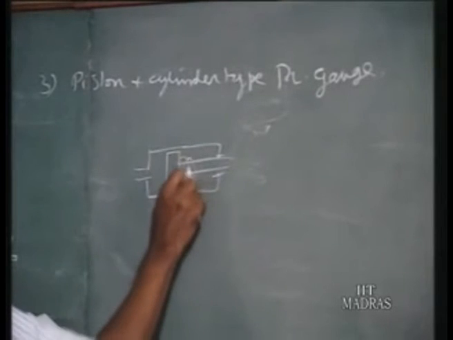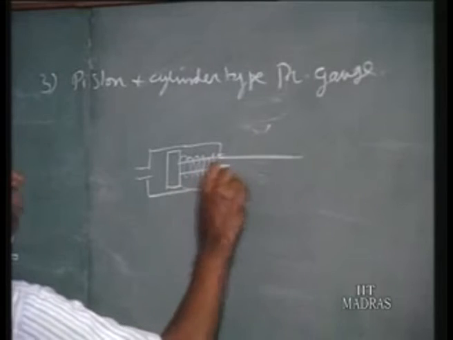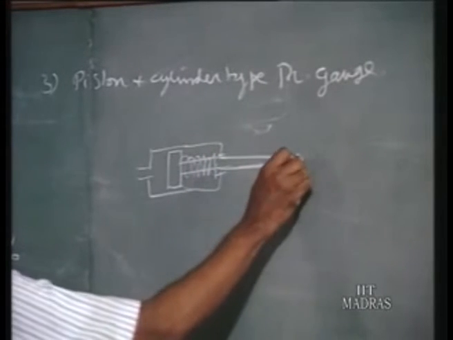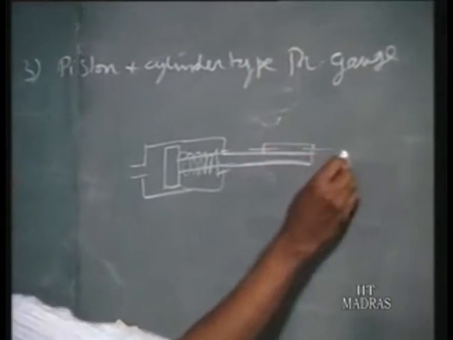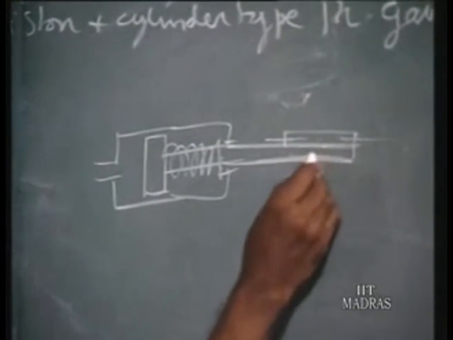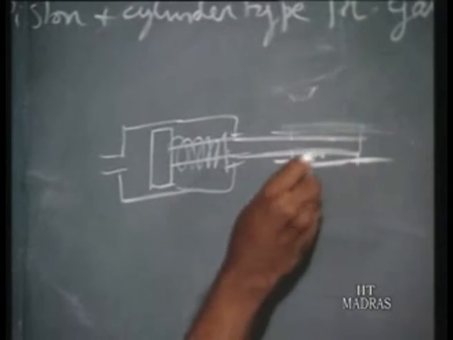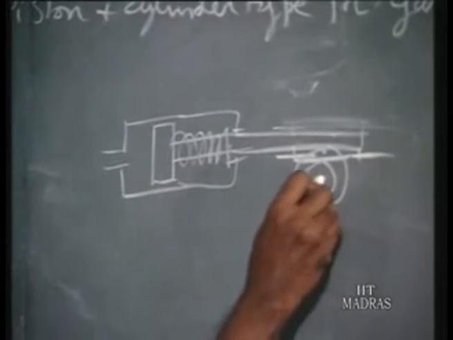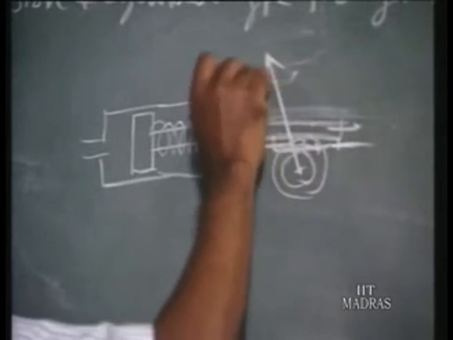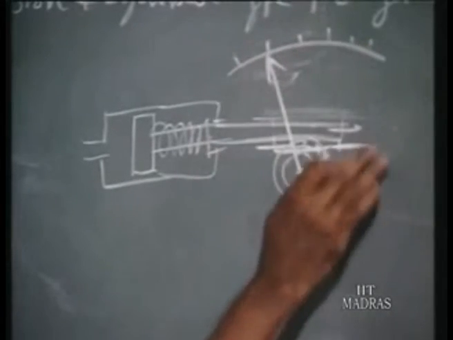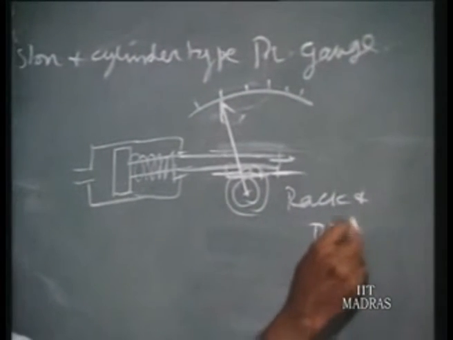We have the spring to convert the force to displacement, and instead of a pointer mechanism directly connecting here, we have the rack and pinion mechanism. This is a little different, and you can draw the rack on the other side, a rack, and then a pinion. Now for this motion, it will rotate in this direction. So you have the pointer and this scale. This is called the rack and pinion mechanism.